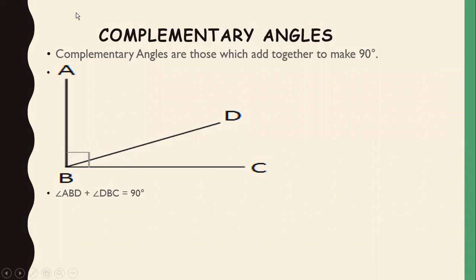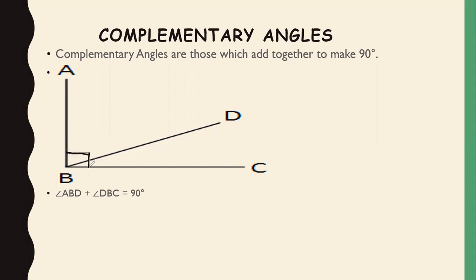Now the next thing we want to consider is the complementary angle. The question is, what are complementary angles? These are angles that add up to 90 degrees. Now looking at this, we have two lines, lines AB and BC. There's also line BD, but we are not considering that now. Considering these two lines AB and BC, realize that there is an angle between them, which is represented by this.